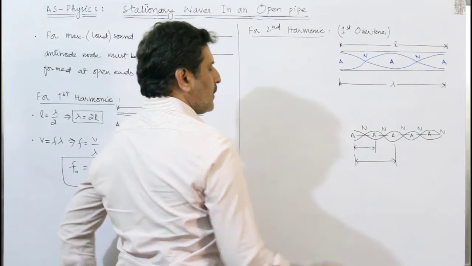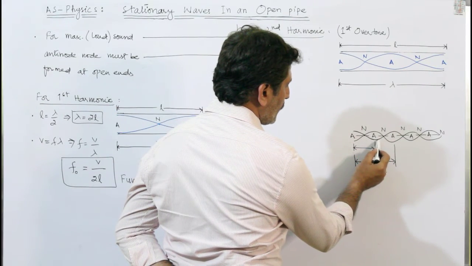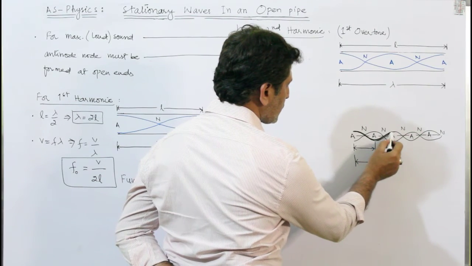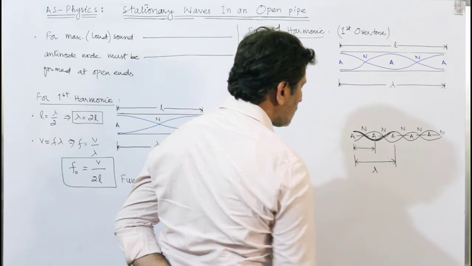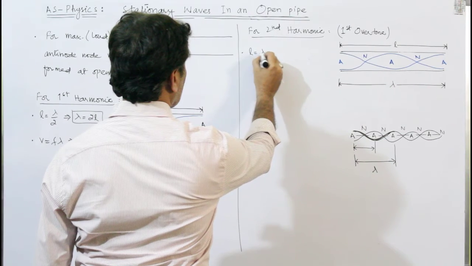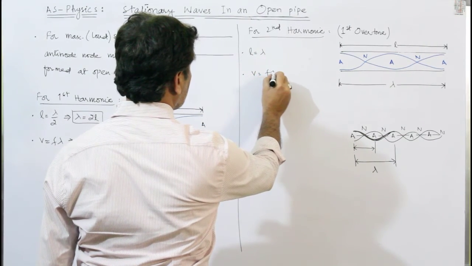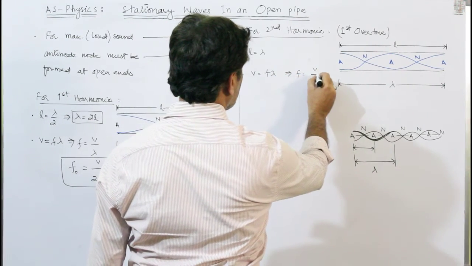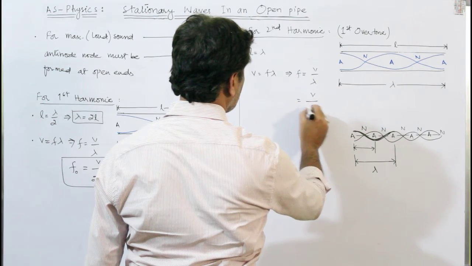So if you observe the wavelength, one wave is completed here, so that's why we can say that this distance is 1 lambda. So we can write L equals 1 lambda. Now to calculate the frequency, we will use the wave equation, v equals f lambda, and frequency equals v over lambda, that is v upon L.